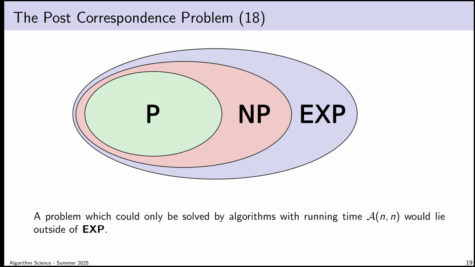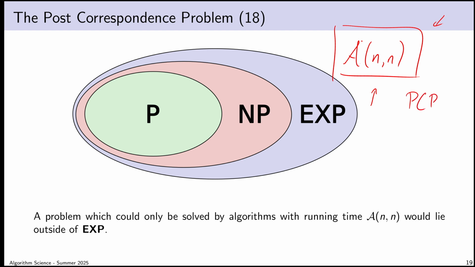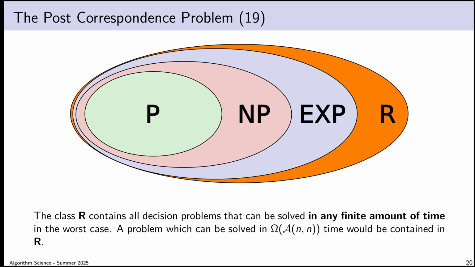And so, if there were a problem out there, and it turns out that there is, if there are problems out there where the only algorithms for the problem have running time Ackermann of n, n, so for example, a problem with input of size n requires this amount of time, the Ackermann function has a growth rate that is greater than exponential. So that means that a problem that can only be solved by algorithms with that running time would definitely be outside of the exponential hierarchy, and it would be out here in the wilderness. Okay, that's a weird roundabout way of saying this, but I suppose what that means is that PCP, the post-correspondence problem, is one of those, maybe? Okay, so actually we could go further.